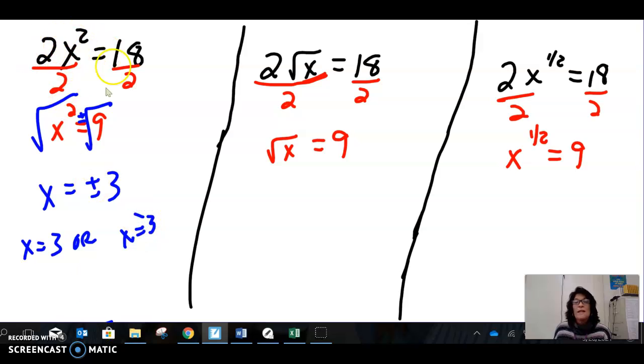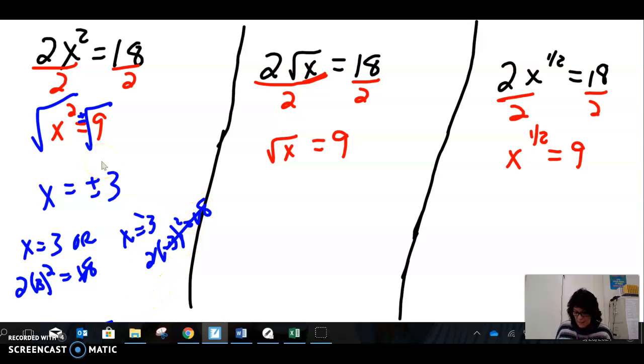Okay, and let me just check it. I'm saying that 2 times 3 squared should equal 18. Well, 3 squared is 9. 9 times 2 is 18. I'm also saying that 2 times negative 3 squared should be 18. Well, negative 3 squared is 9, right? Because a negative squared is positive. And then 9 times 2 is 18. So I'm convinced my answers are 3 or negative 3.